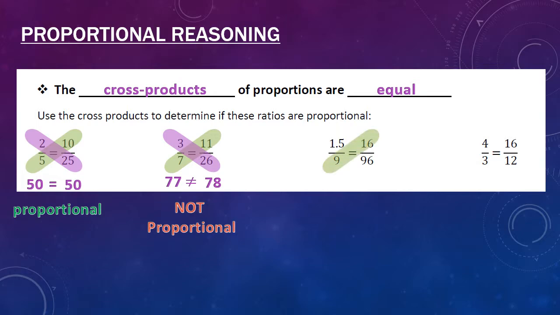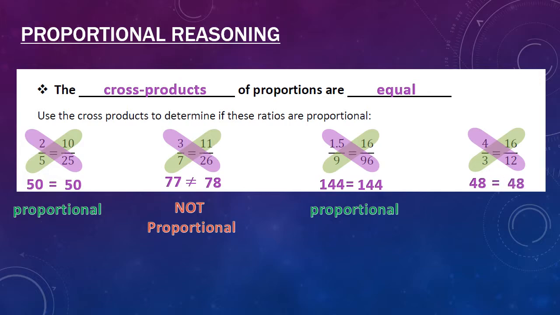The third example, 9 times 16 makes 144. 1.5 times 96 also equals 144. And so since they equal one another, they are proportional. Last example, 3 times 16 is 48. And 4 times 12 is also 48. So they are proportional. And you need to know this, that when you multiply diagonally, if they form the same number and their cross products are the same, then that makes them a proportion and they are proportional.